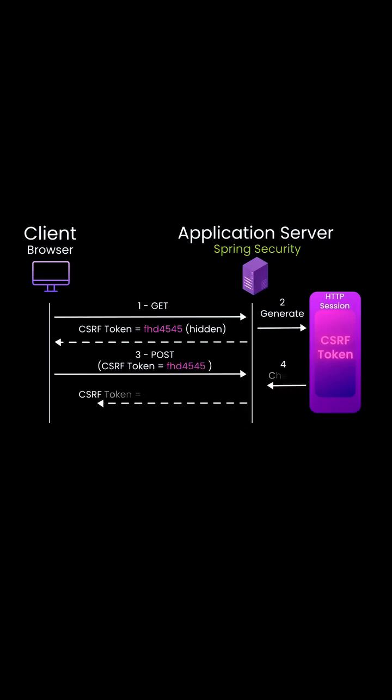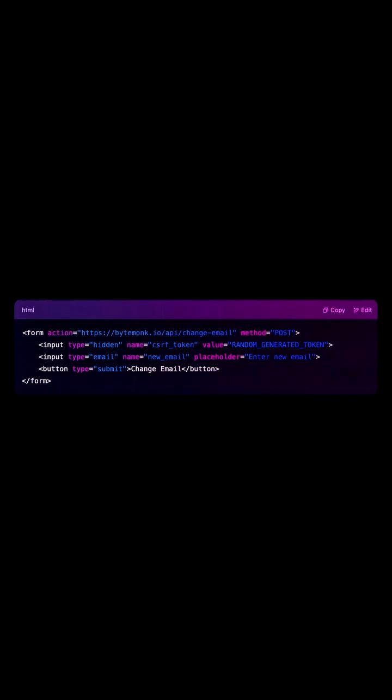The server then validates the token. If the CSRF token is valid, the request is processed. And if the CSRF token is missing or incorrect, the request is rejected. And here is how you can secure form submission with a CSRF token in HTML and JavaScript. Here, the CSRF token is embedded in the form, ensuring the request cannot be forged.